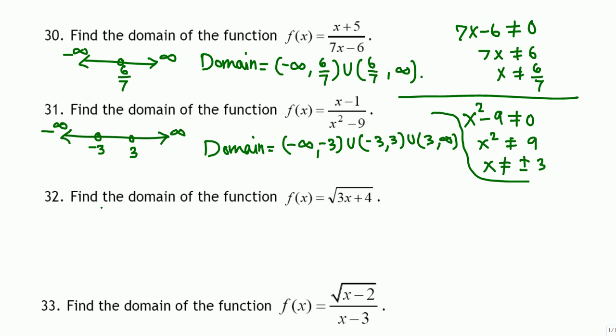32. Find the domain of the function. So we have a square root, and we know the square root of non-negative numbers is defined. So this number 3x + 4 should be greater than or equal to 0. A square root of 0 is fine, that's not a problem. But a square root of a negative number gives an imaginary number. That's not good. So we want 3x + 4 greater than or equal to 0. Okay, 0 is not a problem because the square root of 0 is 0.